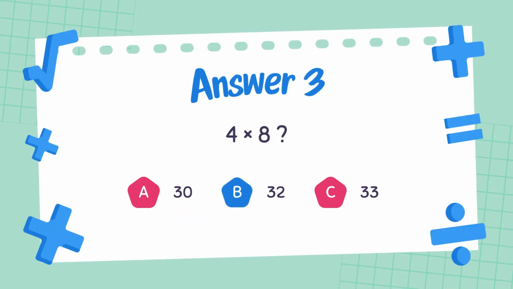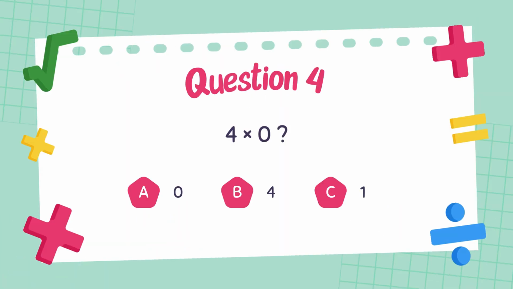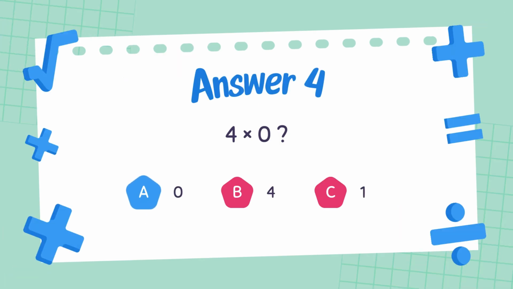You're on fire. Question 4. What is 4 times 0? Is it A, 0, B, 4, or C, 1? The answer is A, 0.